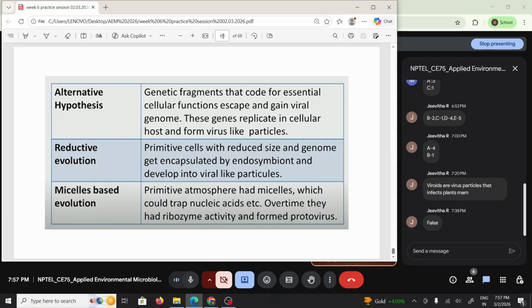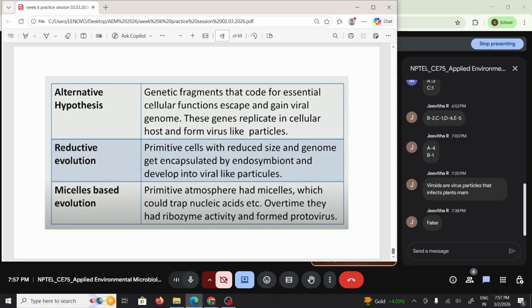So the alternative hypothesis states that the genetic fragments that code for essential cellular functions escape and gain viral genome. These genes replicate in cellular host and form virus-like particles. So what I am trying to tell is there are essential function determining gene fragments. They get integrated to the viral genome and then they give the access for the virus to go and survive with the help of a host.